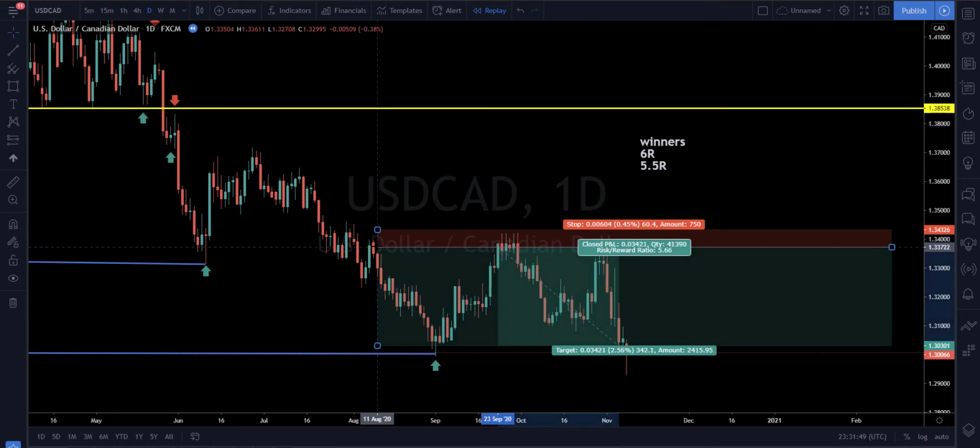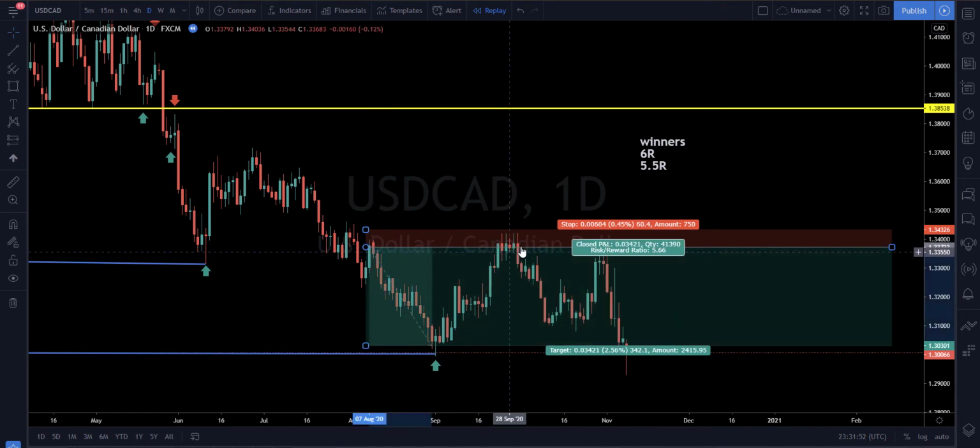Alright, so what really happened here? Let's recap. So we had a run down here, we had a significant low, pullback to these levels. That's where we entered, and then this is just a replication of this previous run, just to go down, and that worked out for us.